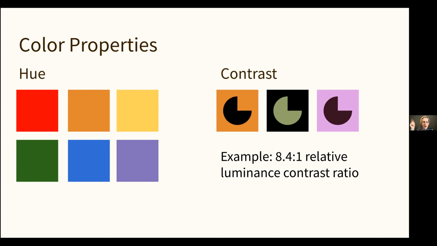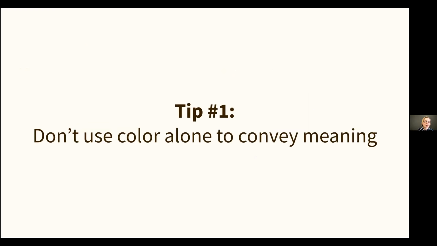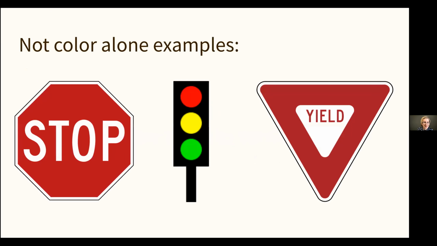screen. Okay, Michelle. So the first thing I want to just point out is that our first tip is that we don't want to use color alone to convey meaning. There's a lot of ways to convey meaning. We can use words to convey meaning. We can use shape to convey meaning. We can use color, texture, a wide variety of things. But we want to make sure that we're not relying on just one thing to convey that meaning, especially if it's color.